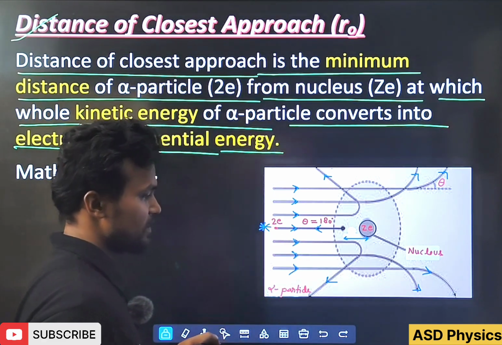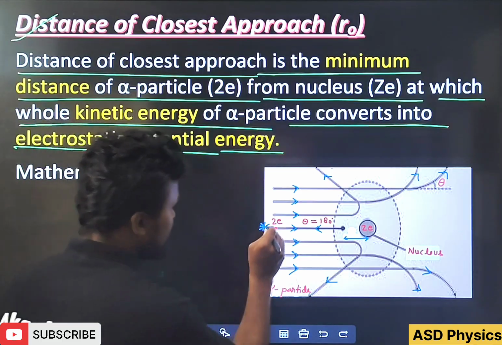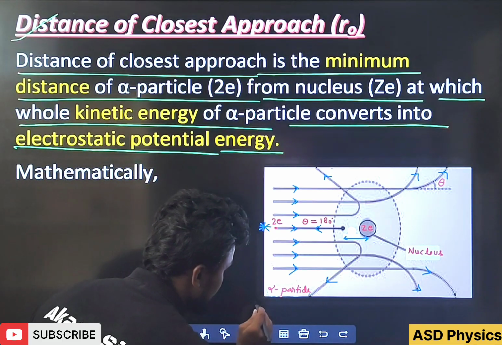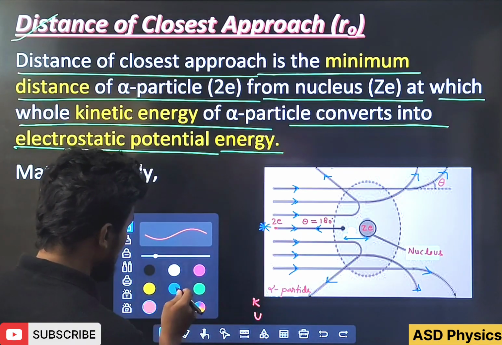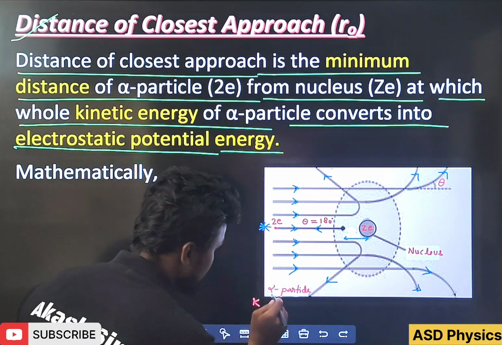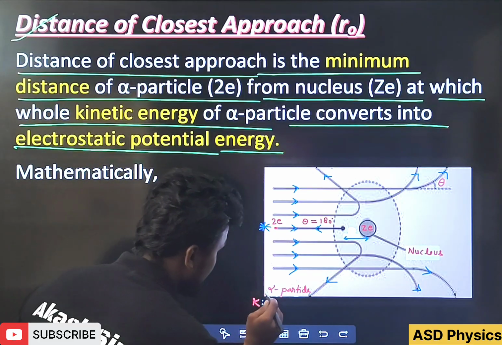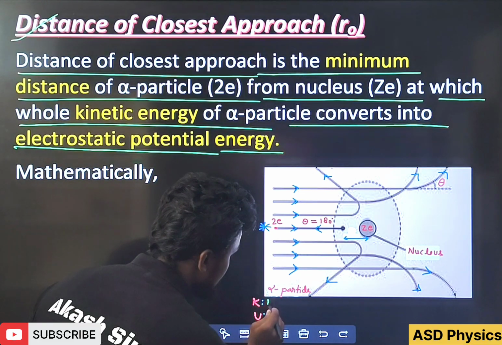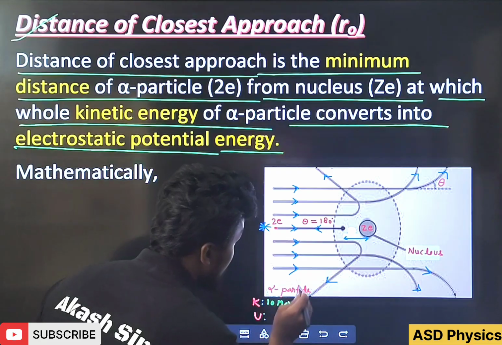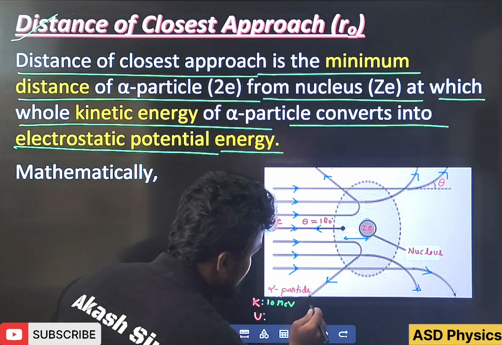Now for this central line, remember that. I can take an example also, just for basic understanding. Let's take here, this is the kinetic energy and this is the potential energy. Let's take that at this instant my kinetic energy is 10 mega electron volt, and somewhere here my energy is how much?